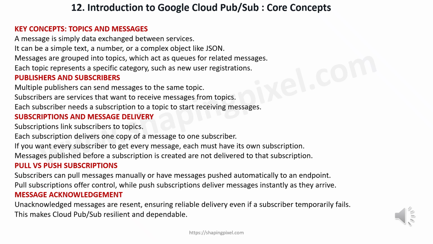Messages published before a subscription is created are not delivered to that subscription. Subscribers can pull messages manually or have messages pushed automatically to an endpoint. Pull subscriptions offer control, while push subscriptions deliver messages instantly as they arrive. Subscribers must acknowledge each message. Unacknowledged messages are resent, ensuring reliable delivery even if a subscriber temporarily fails. This makes Cloud PubSub resilient and dependable.